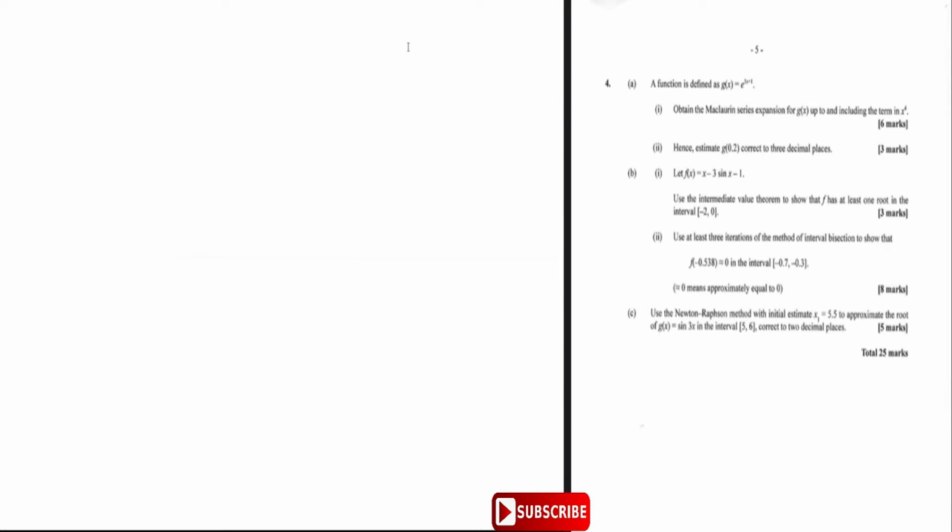All right, now on to question number 4. Question number 4 gives us a function. It says that g of x is equal to e to the 3x plus 1. Let's hear what they have to say now. They say to obtain a Maclaurin series expansion for g of x up to x to the 4.